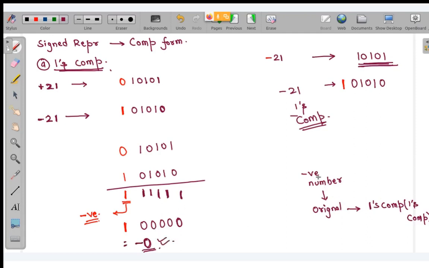So whenever we have a negative number, we take your 1's complement. Tell me if this is clear or not. One more example I will show.